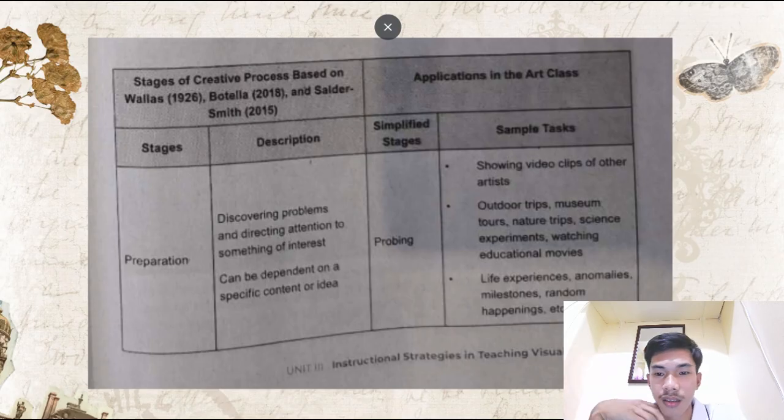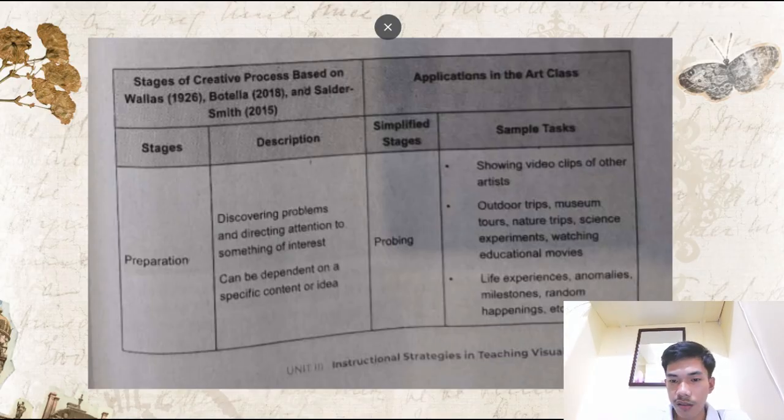So this is the stages of creative process, based on Wallace 1926, Botalia 2018, and Sawyer Smith 2015. So first is preparation or proving.